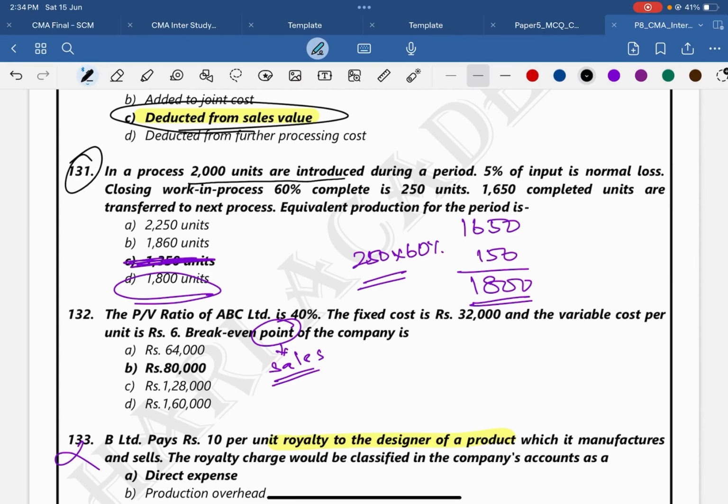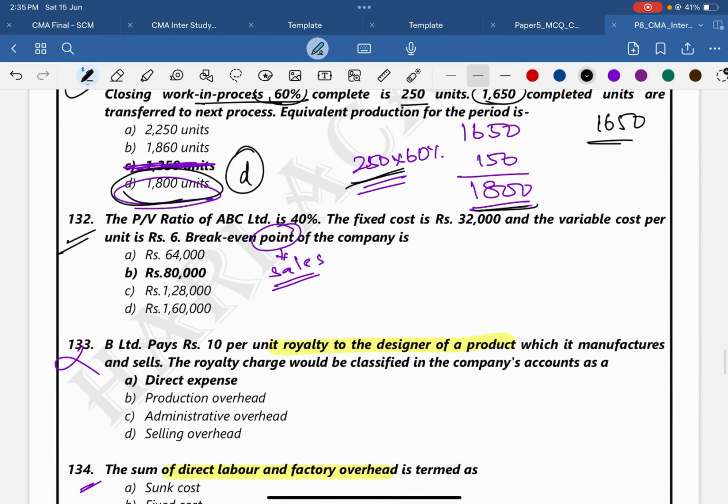In a process, 2,000 units are transferred during the period, 5 units is a normal loss. Closing progress is 60% of 250. So 60% of 250 is nothing but how much? Completed units 1,650. 250 into 60% will give you 150. On that 150, if you add that part, you will become 1,800. The answer is 1,800 units. Option D, kindly change it.